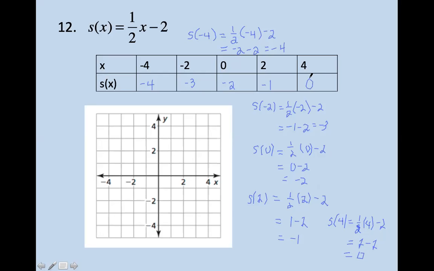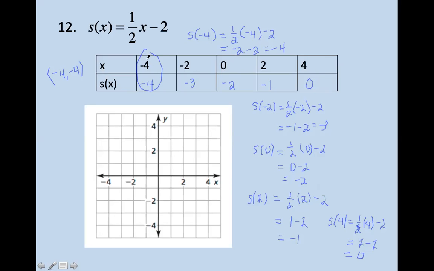All right, so now this represents a set of ordered pairs. So if you need to rewrite them, you can. So like this first point here, this is the point -4, -4. All right, so that's what that looks like as an ordered pair. This one would be the ordered pair -2, -3, the point 0, -2, the point 2, 1, and the point 4, 0. All right, so those are the points I'm going to graph.